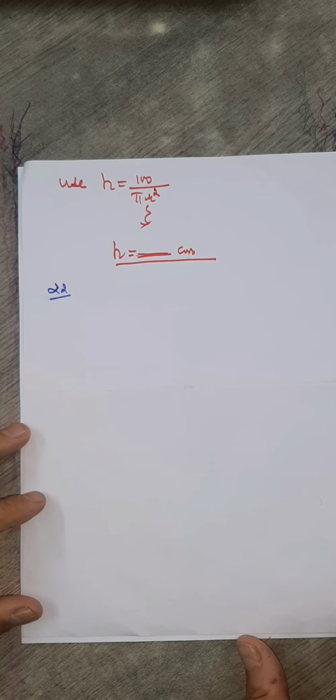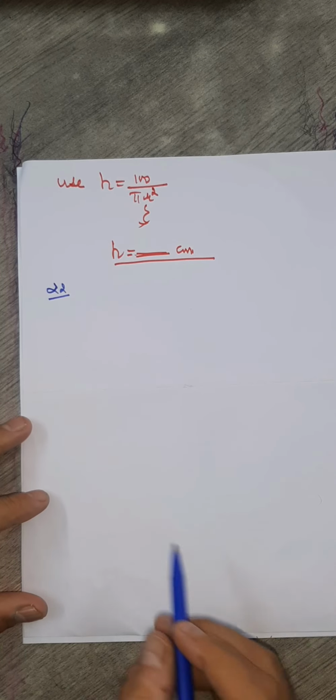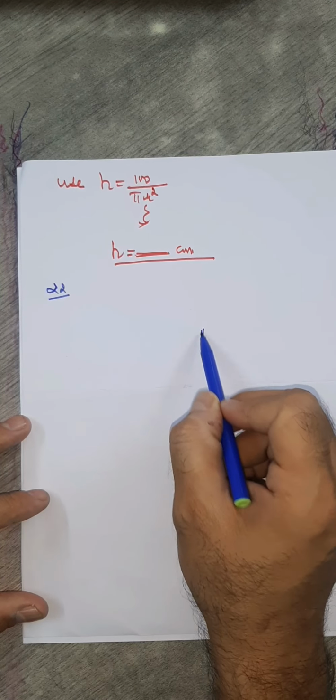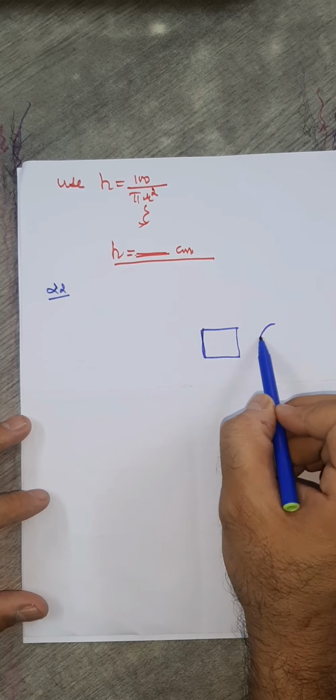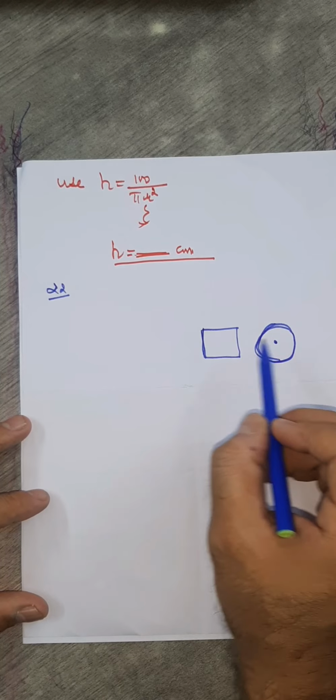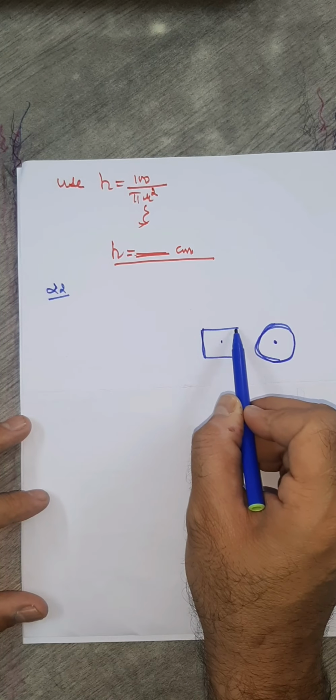So there is a wire of length 28 meter. You are converting it into 2 pieces. One is in form of square, and the other one is in form of circle. What's the question? What should be the length of these 2 pieces such that the area of the square and the circle is minimum? Fine. So here we start like this. You are converting one into a square, the other into a circle.